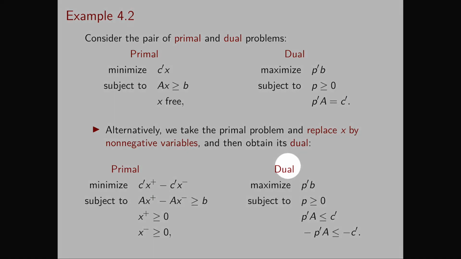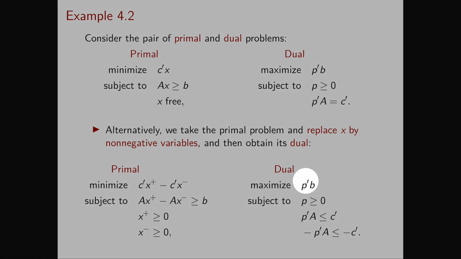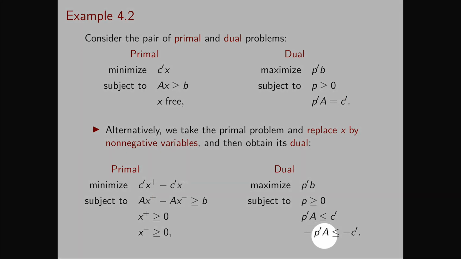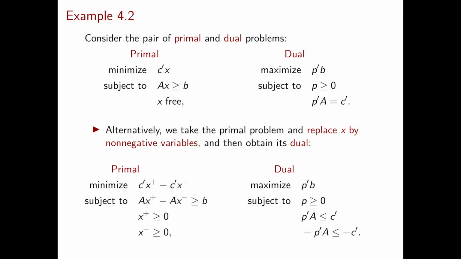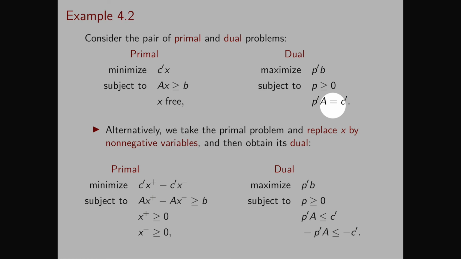If we now write the dual to this linear programming problem, we obtain the problem of maximizing p transpose b subject to p greater than or equal to 0, p transpose A less than or equal to c transpose, and minus p transpose A less than or equal to minus c transpose. If we multiply by minus 1 this last constraint, we obtain p transpose A greater than or equal to c transpose. And together with the previous constraint, it tells me that p transpose A is equal to c transpose. So once again, also our third dual problem is equivalent to our first dual problem.